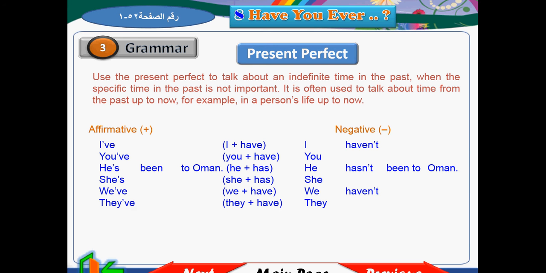What about the negative sentences? For the negative sentences, we have to use haven't or hasn't. I haven't been to Oman, you haven't been to Oman. Or you can say he hasn't been to Oman, or she hasn't been to Oman.